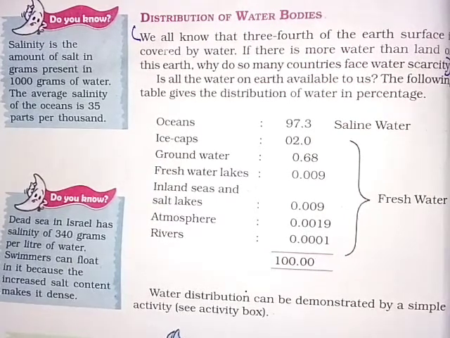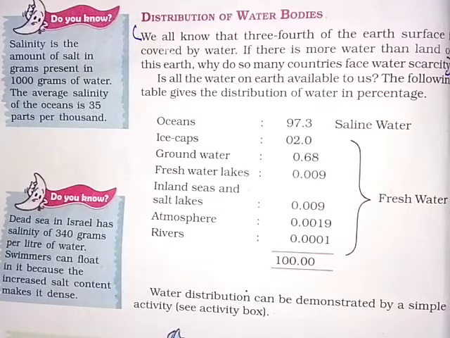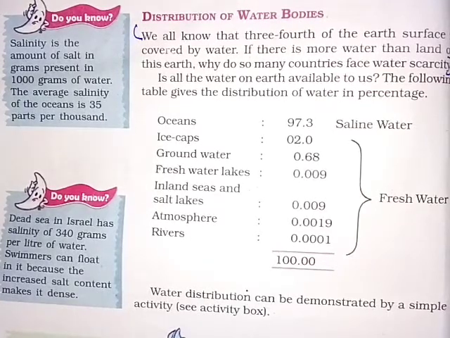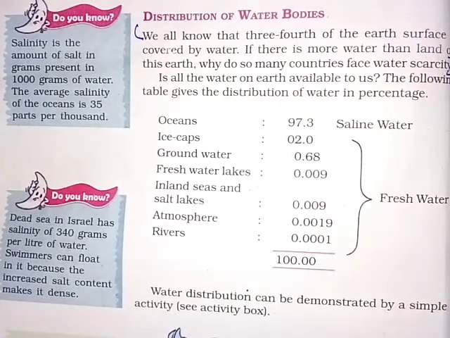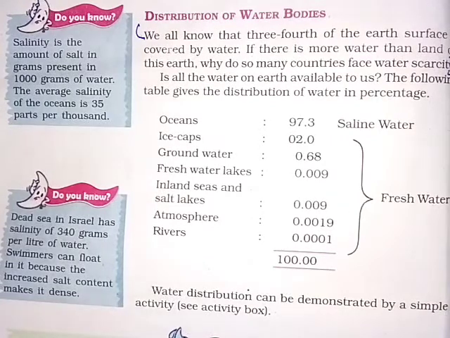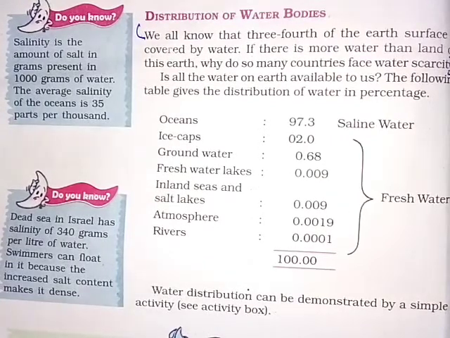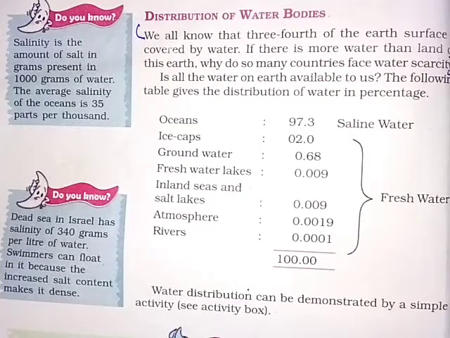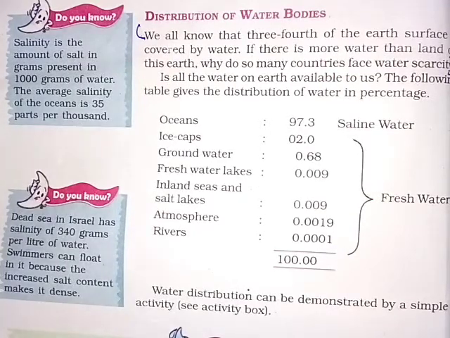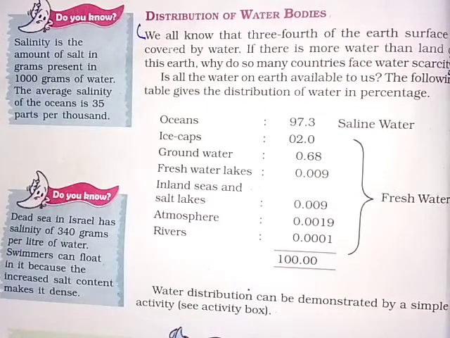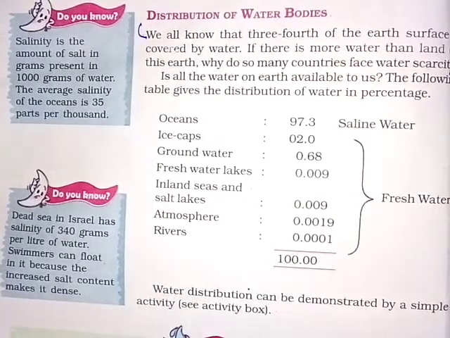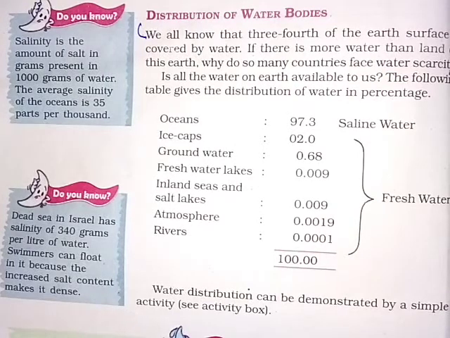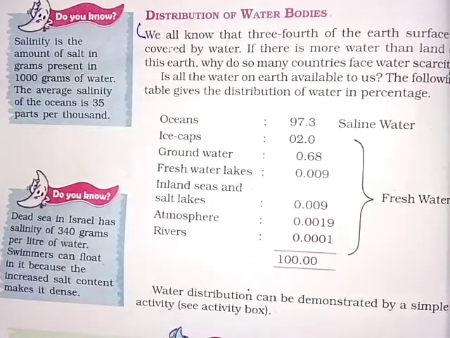Ocean 97.3%, ice cap 2.0%, groundwater 0.68%, freshwater lakes 0.009%, inland seas and salt lakes 0.009%, atmosphere 0.0019%, rivers 0.0001%, total 100%.